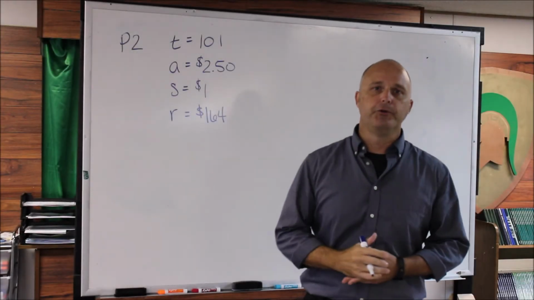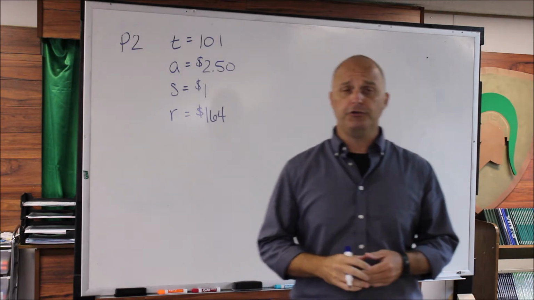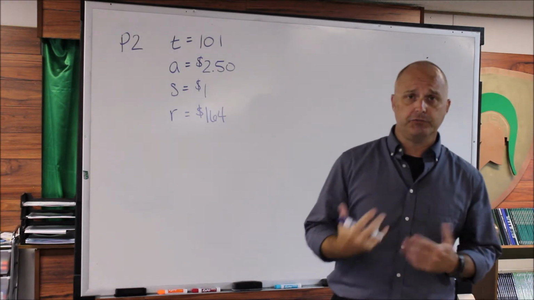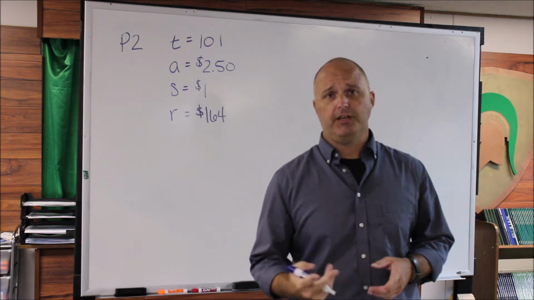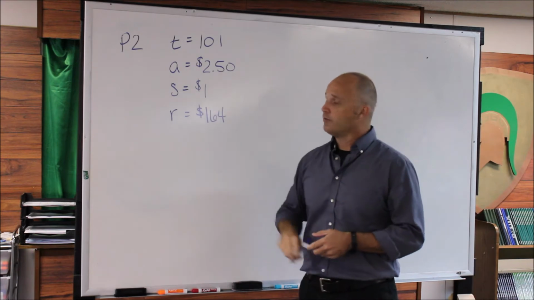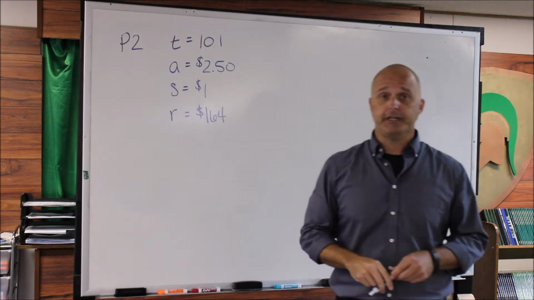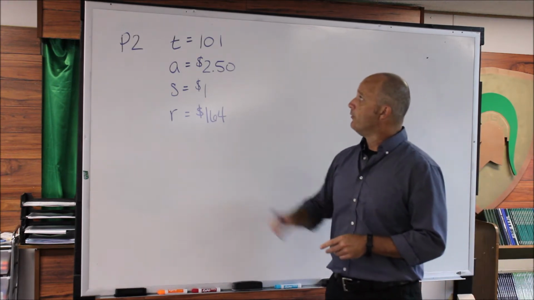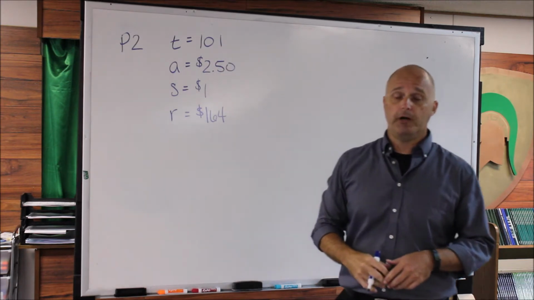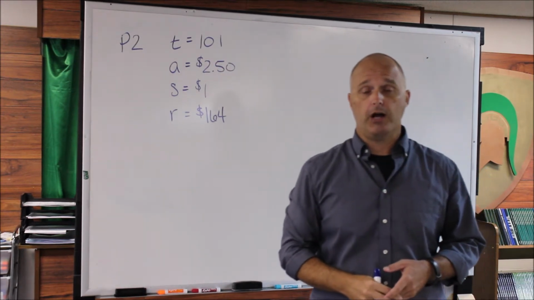For problem number 2, we're looking at a word problem using elimination. This time we're told that there is a student play, and we've got two types of tickets. We've got adult tickets and we've got student tickets. The adult tickets are going to be $2.50 a piece, and the student tickets are going to be $1 a piece. In total, there were 101 tickets sold, and the revenue, or the money that was made, was $164.